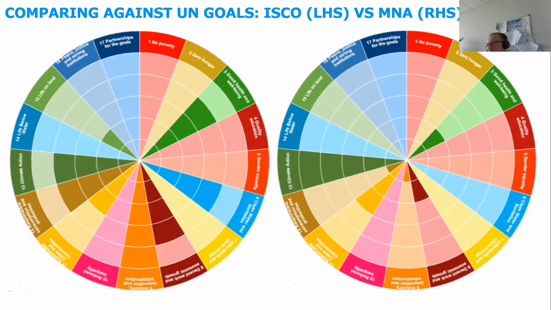In the final pairwise comparison, we examine ISCO versus M&A. You can see M&A performing best again with number 13, climate action, but ISCO doing best with number 6, clean water and sanitation. That's blue at 4 o'clock. And also on number 9 in the 6 o'clock position, build a resilient infrastructure, promote inclusive and sustainable industrialization, and foster innovation.